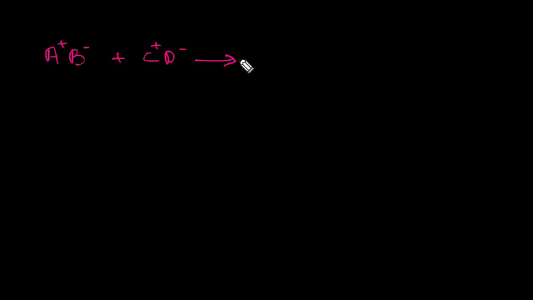So as the name suggests, double displacement. So here the double displacement will take place. So this positive will combine with this negative. That means A positive will combine with D negative. So it will form AD, and this B will combine with C.